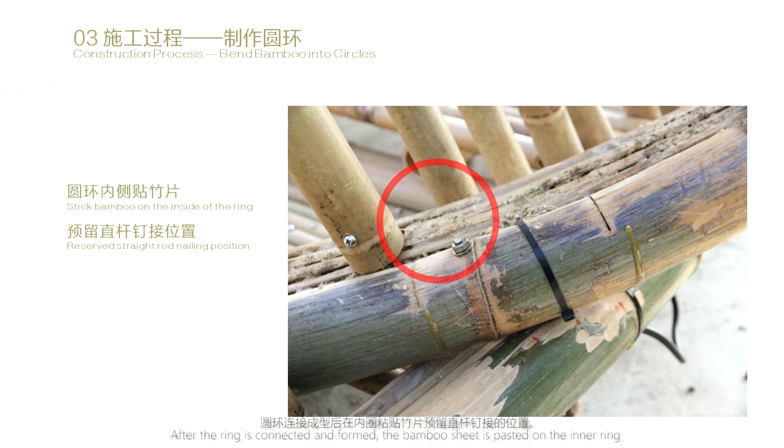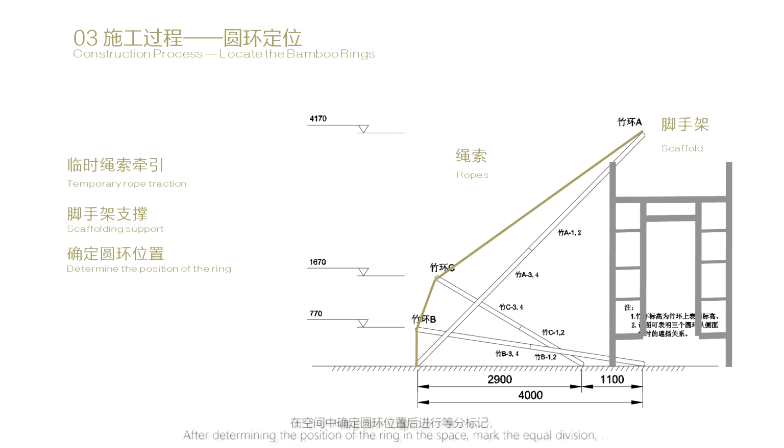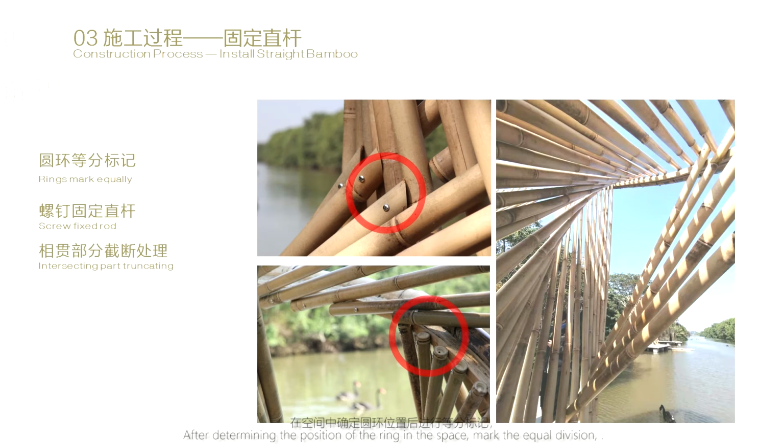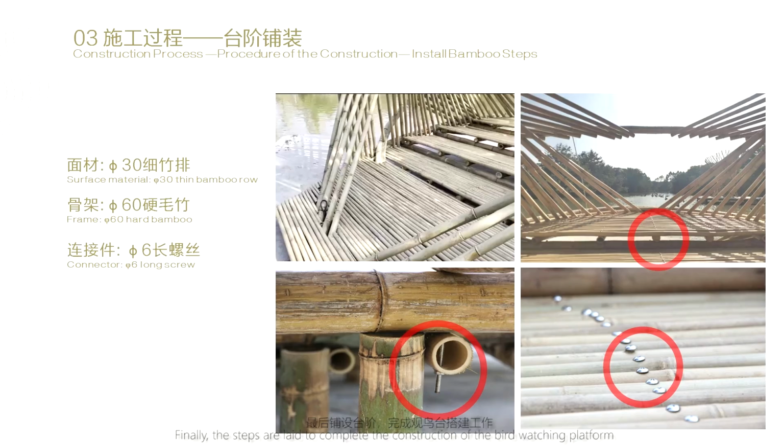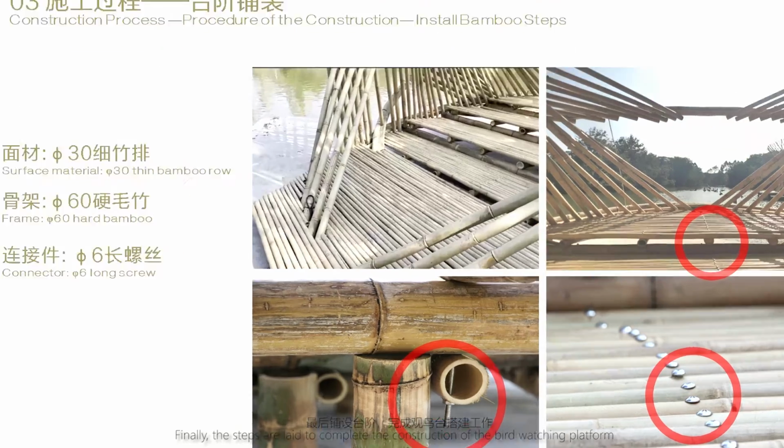After the ring is connected and formed, the bamboo sheet is placed on the inner ring and receives a position for the straight wall to be nailed. After determining the position of the ring in the space, mark the equal division, connect the straight walls, and cut off if the straight walls intersect. Finally, the steps are laid to complete the construction of the bird-watching platform.